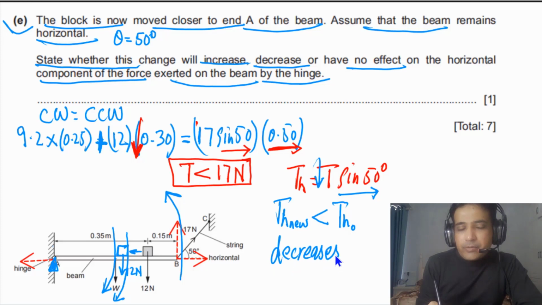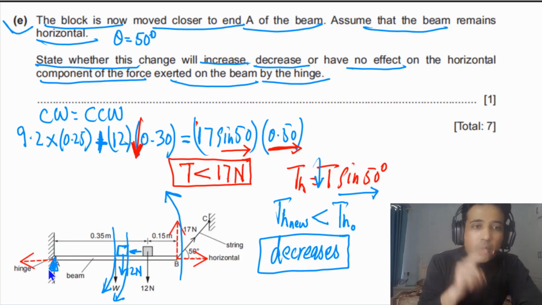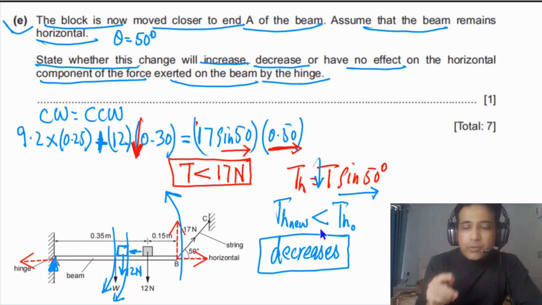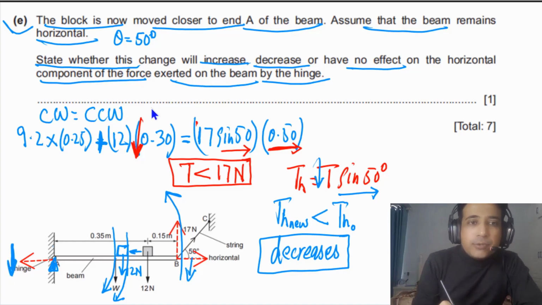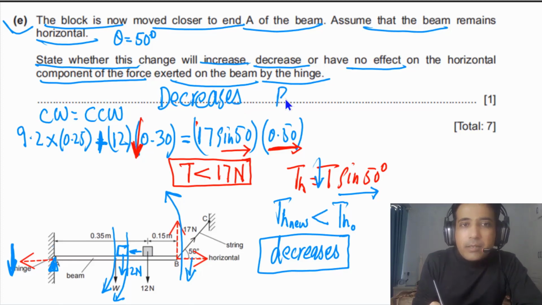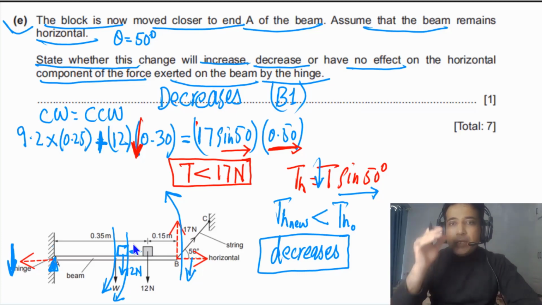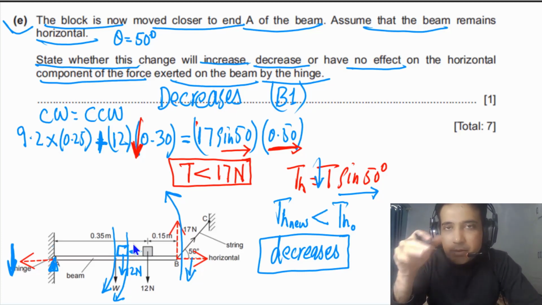So what is the effect on the horizontal component of the force from the hinge on the beam? As the horizontal component of tension has decreased, the horizontal component of the force from the hinge on the beam also decreases. For the answer to this question, you simply need to write decreases. If you write decreases, you will get 1 mark, and that is the B mark. I hope this point is clear. If you still have any questions, leave them in the comments and I'll answer as soon as possible.